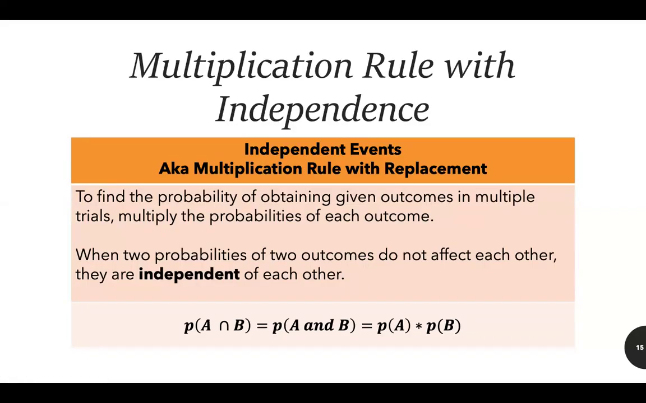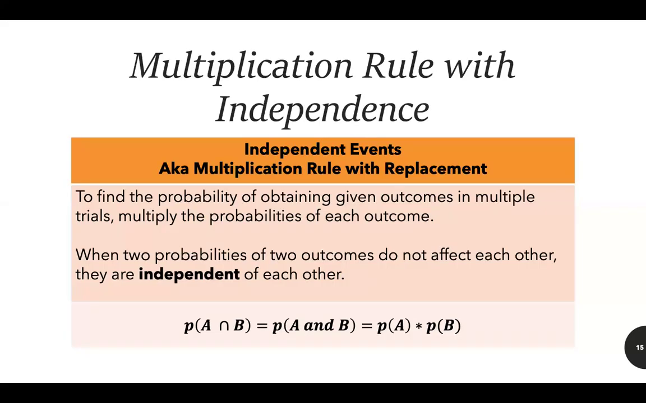So another probability rule is the multiplication rule with independence. It's also sometimes called the multiplication rule with replacement. This is going to be important for when we talk about sampling from a population. So basically, to find the probability of getting multiple outcomes, and these are multiple outcomes that are independent, that do not affect each other, all we do is multiply them.